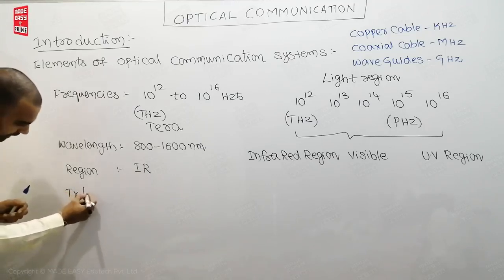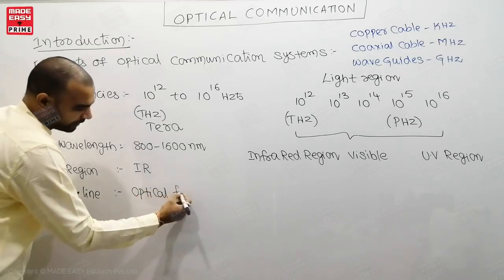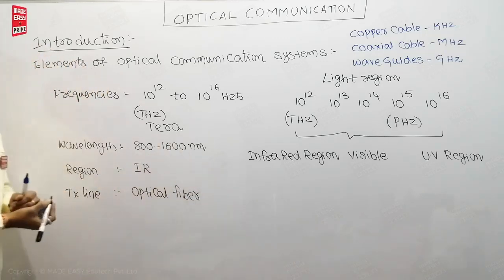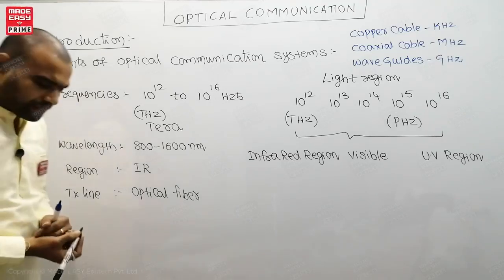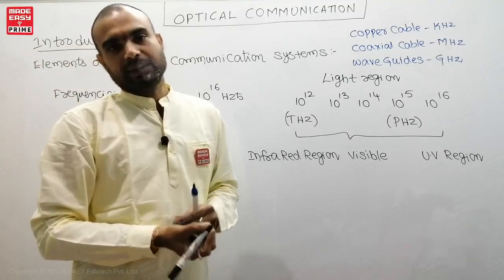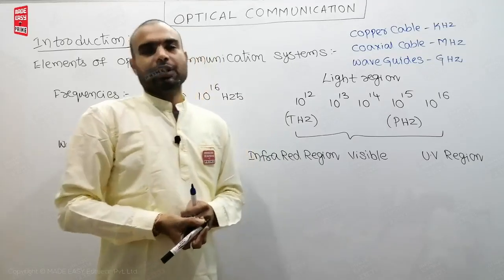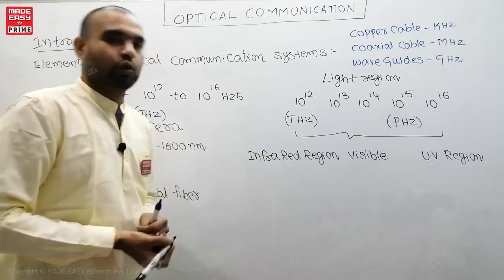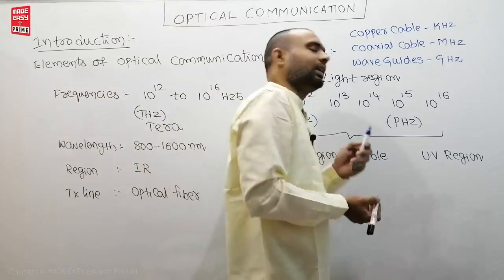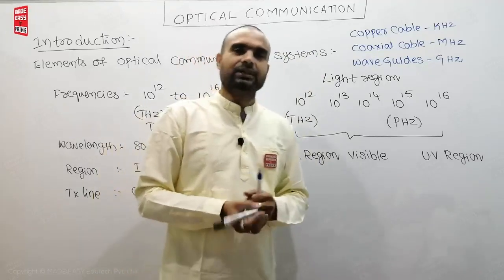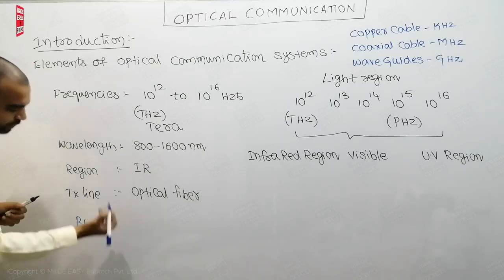Next one is about the transmission line. The transmission line we are using is called an optical fiber. As the frequency increases, that means our carrier frequency is very, very high, then the bandwidth utilization ratio is high, and it also offers a very high bandwidth. That's why after gigahertz, we are moving to terahertz. The reason why we are operating in terahertz is we get BUR, that is your bandwidth utilization ratio.